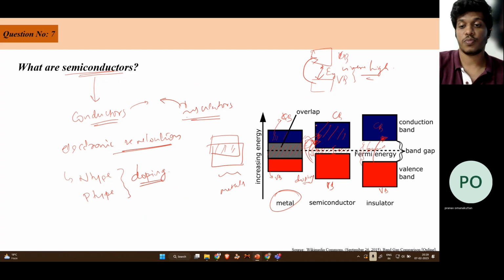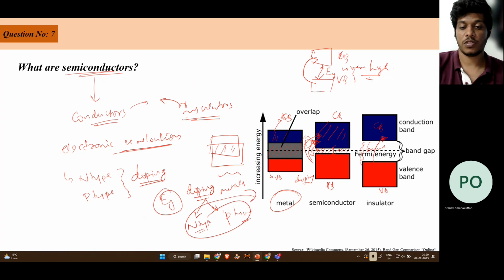So all the electronic devices we currently use are basically made of these semiconductors, and we can tune this band gap Eg by doping it accordingly, either with an n-type material where the number of electrons is higher, or with a p-type material. By doping with these two materials, we can tune the band gap and then use it for various applications.